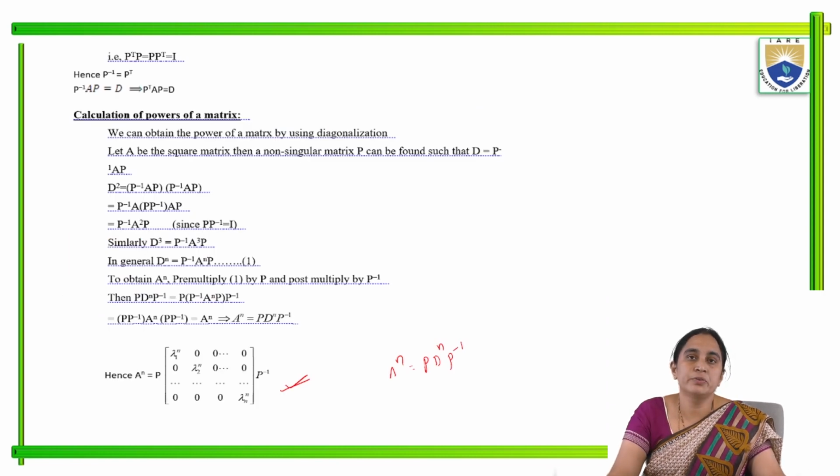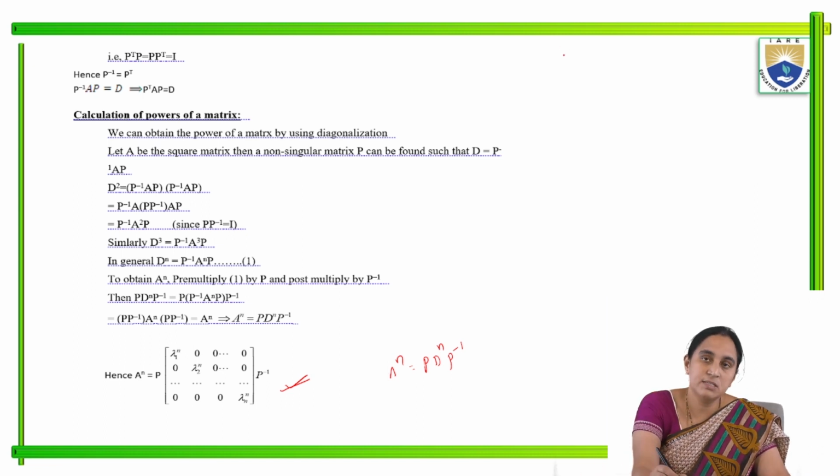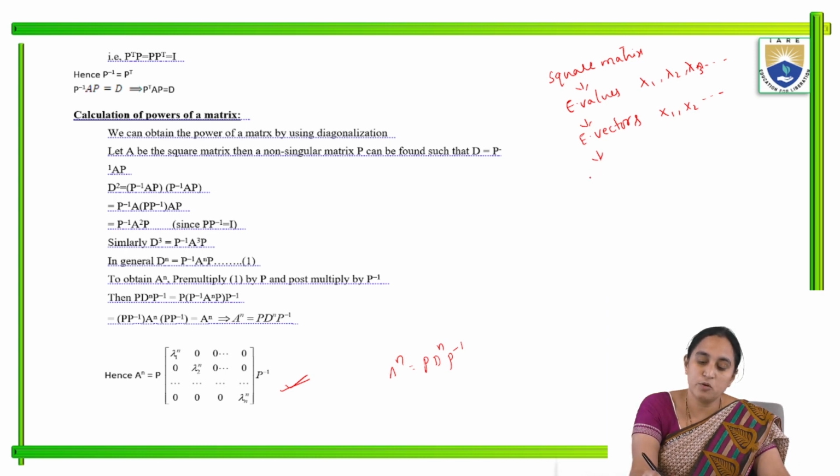Before going through that, once again I'll repeat the topic. What about the diagonalization of a matrix? For the given square matrix, find eigenvalues and eigenvectors. Write the eigenvalues as lambda 1, lambda 2 and so on up to lambda n, and the corresponding eigenvectors are x1, x2 and so on up to xn. Write them as one matrix, that is x1, x2 and so on up to xn. This is called the modal matrix.